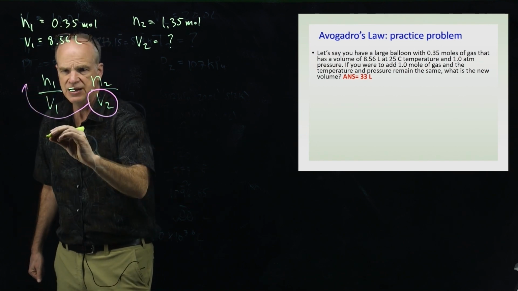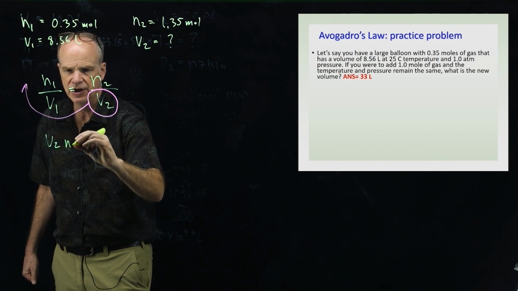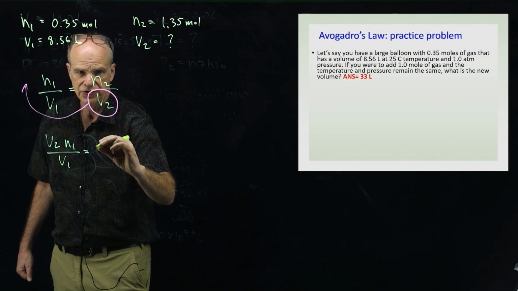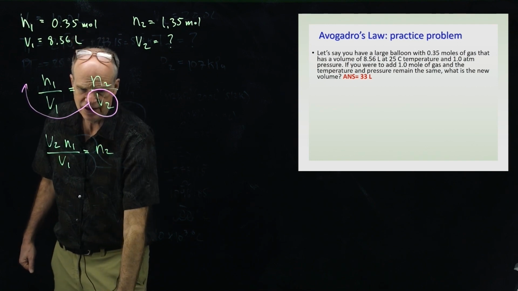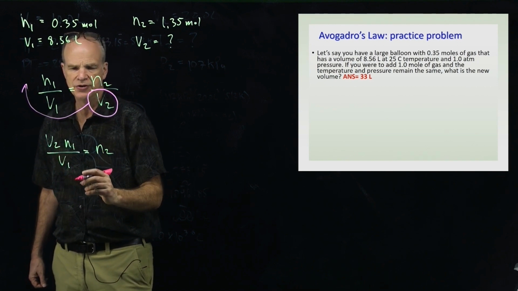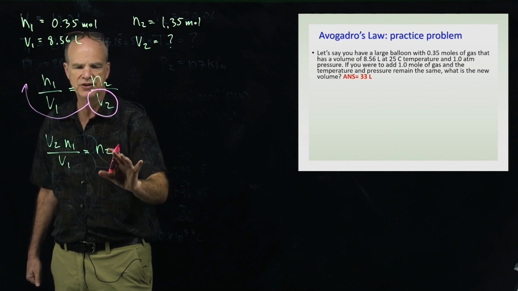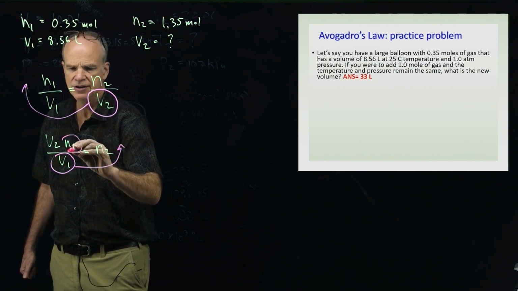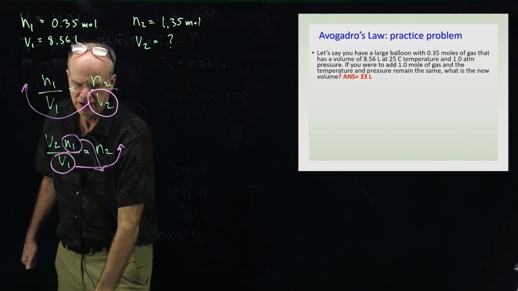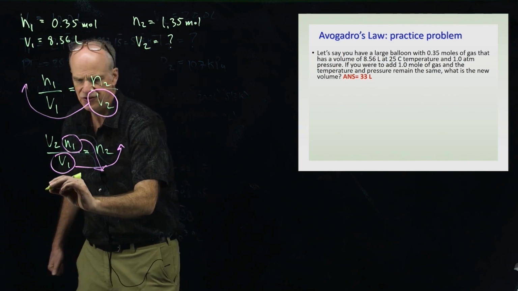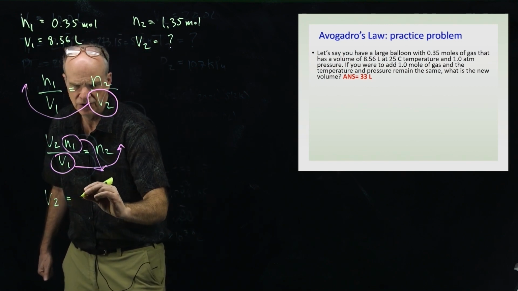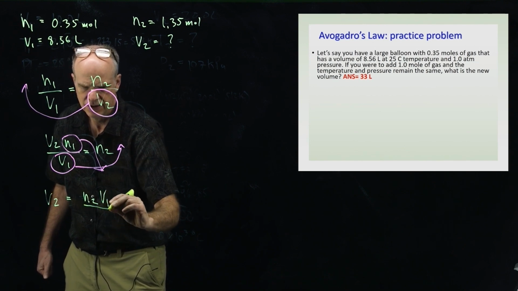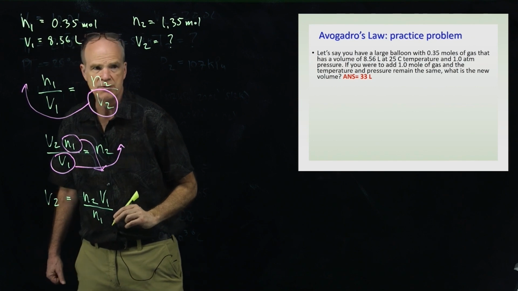And so I have N1 over V1 is equal to N2 over V2. And so I need to get V2 by itself. And so to do that, I have to move N1 and V1 to the other side of the equal sign. So V1 in the denominator here goes in the numerator. N1 in the numerator here goes in the denominator. And so I get V2 is equal to N2 times V1 over N1. I think that's probably correct.